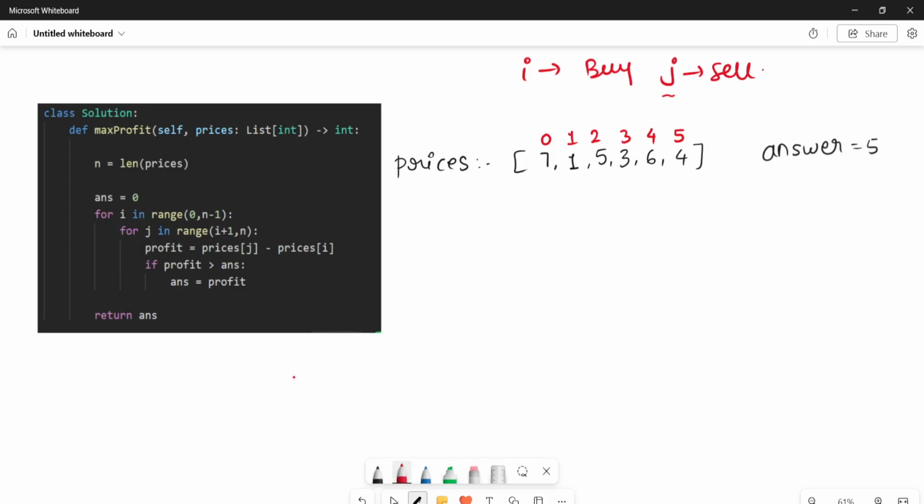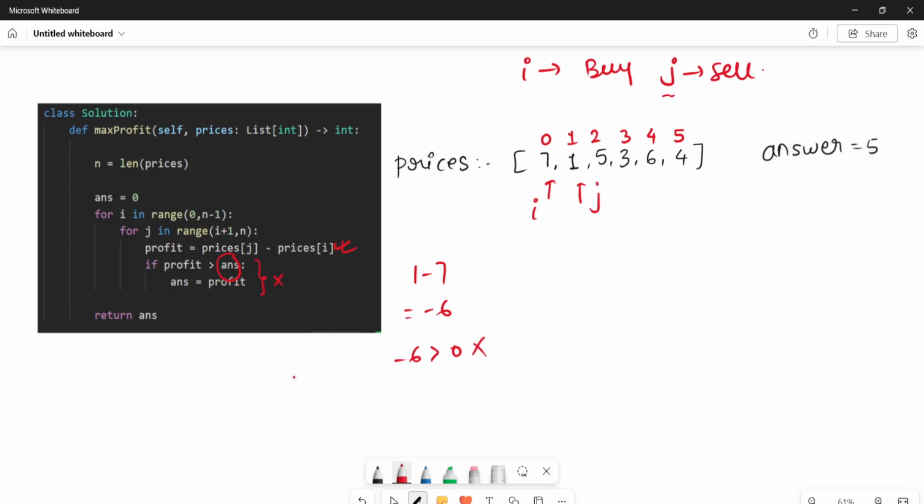Okay, so initially i will be here, and this will be j, right? Then we will find the difference. This line will be executed. So it's 1 minus 7, which is minus 6. Is minus 6 greater than 0, since initially the answer is 0? No, this is not the case, right? So the answer will not be updated. This code will not be executed.